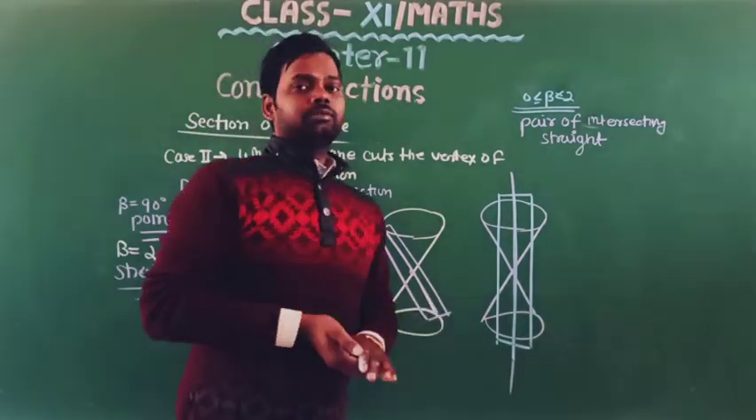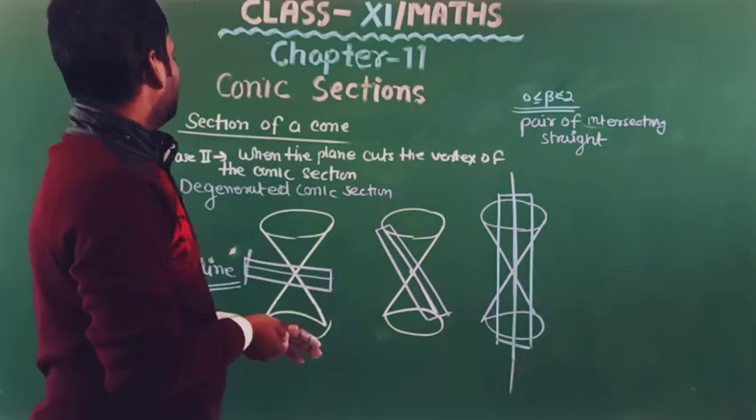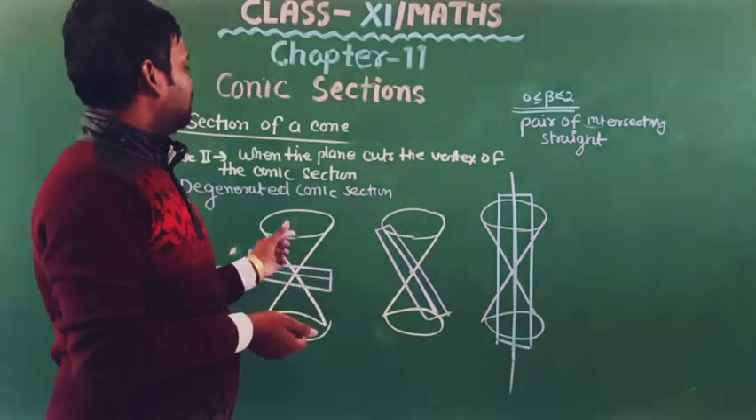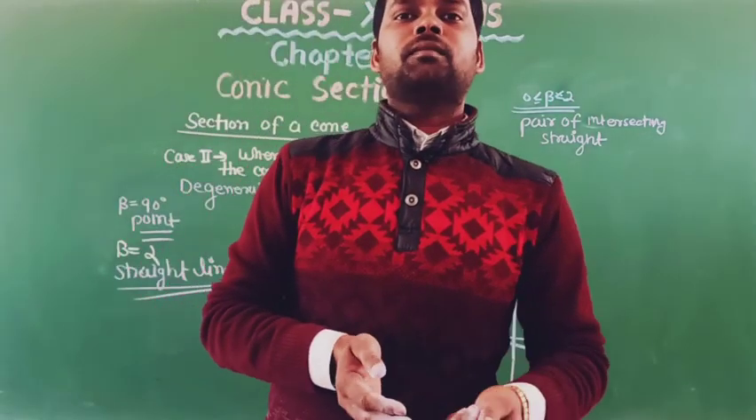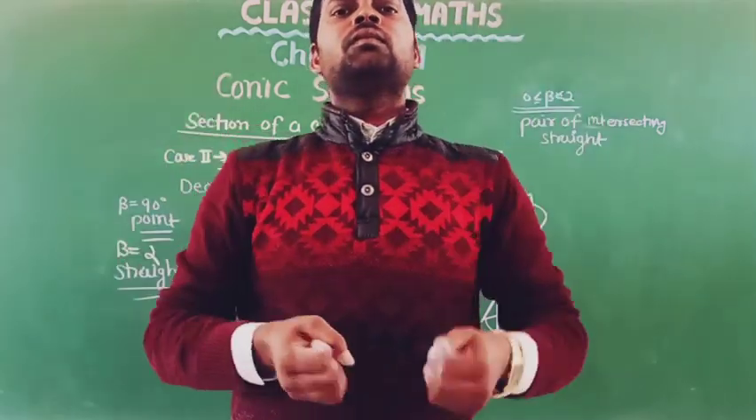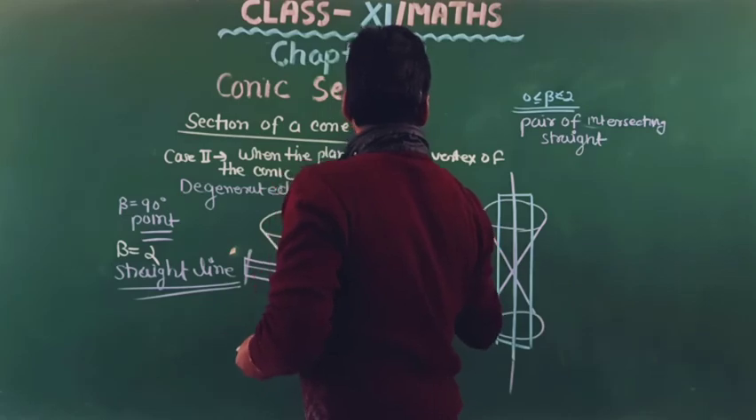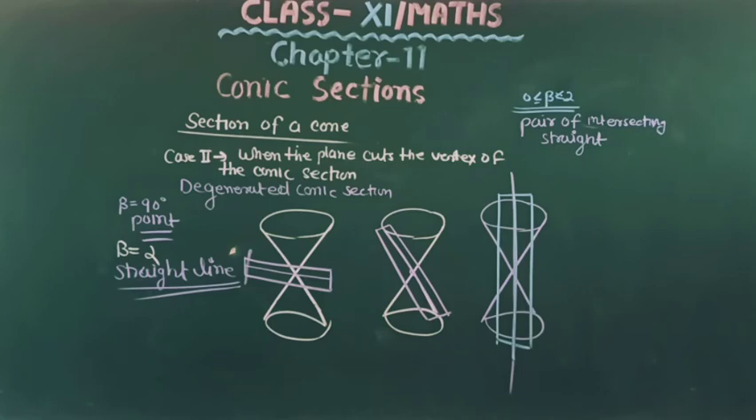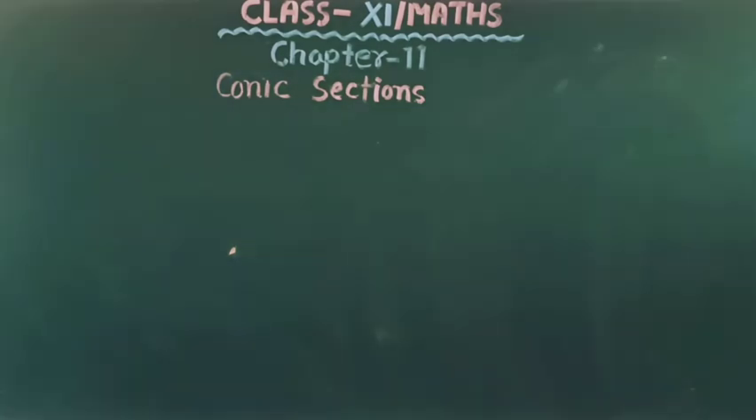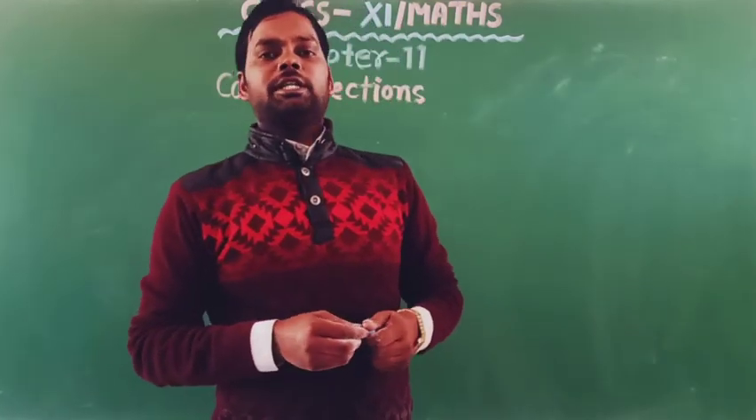So these are the definitions of conic sections, how they are obtained from the intersection of a plane and a double right hollow cone.